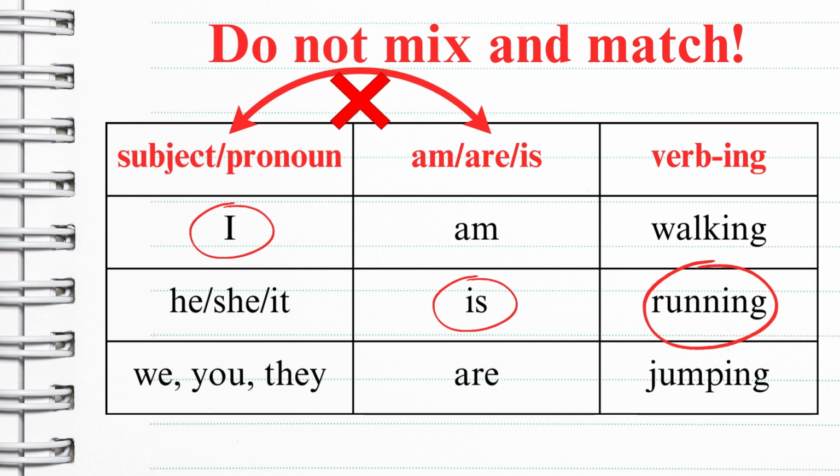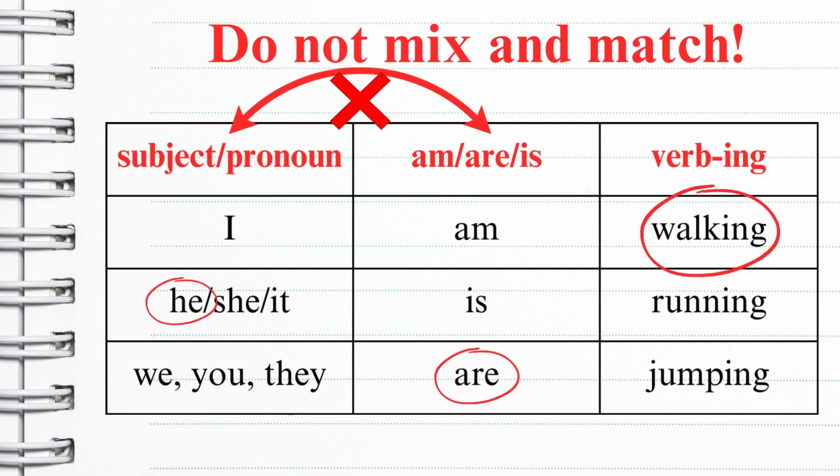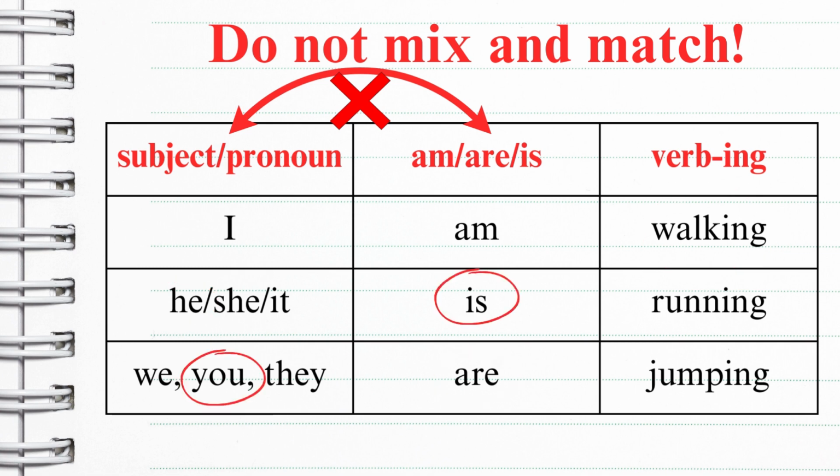I is running, okay? So I always goes with am, no matter what circumstance. He are walking. It doesn't make sense. So you is jumping. Again, it doesn't make sense. So remember, you can't mix and match the first two columns. All the verb words are fine wherever, but it's the first two columns that you can't mix and match.